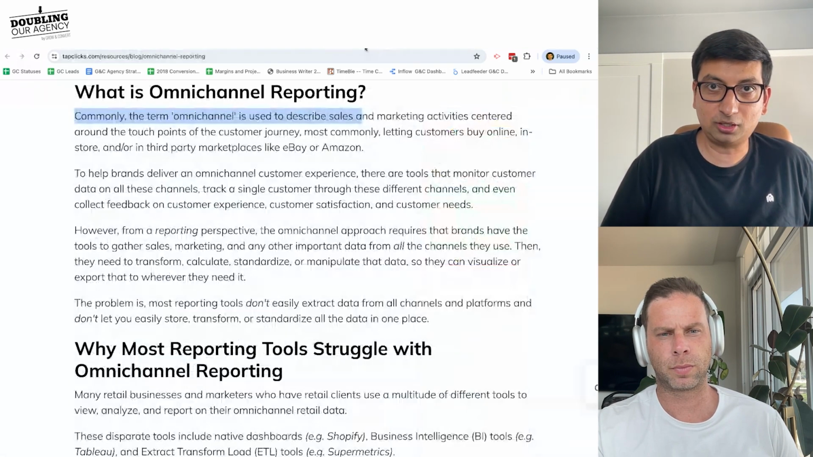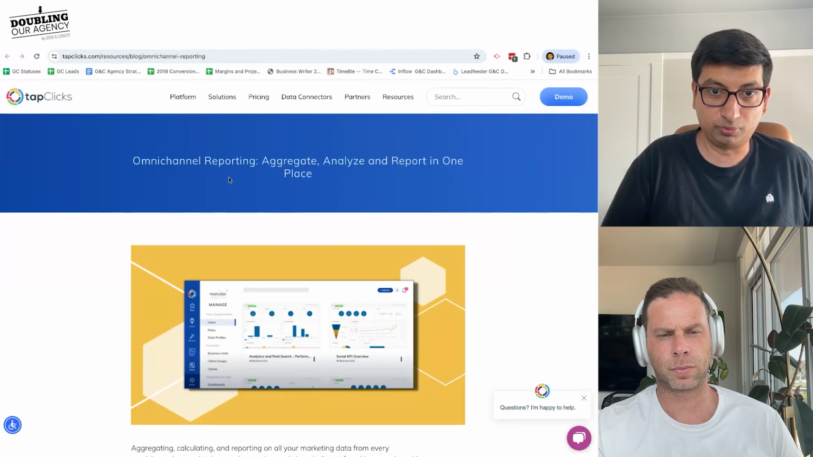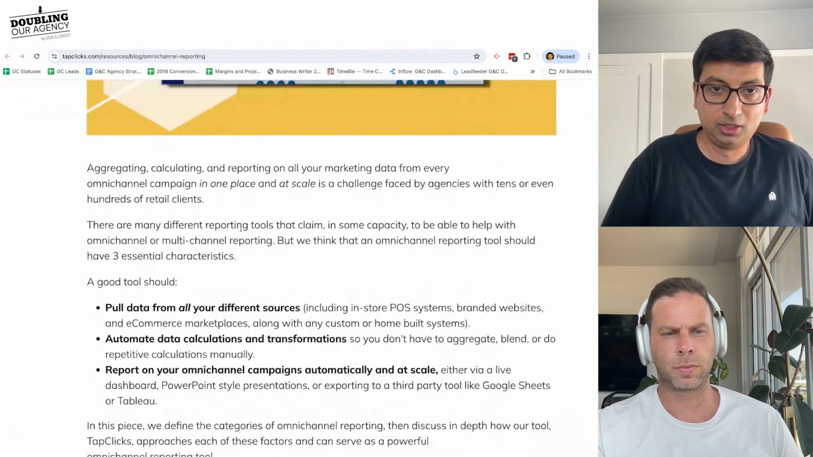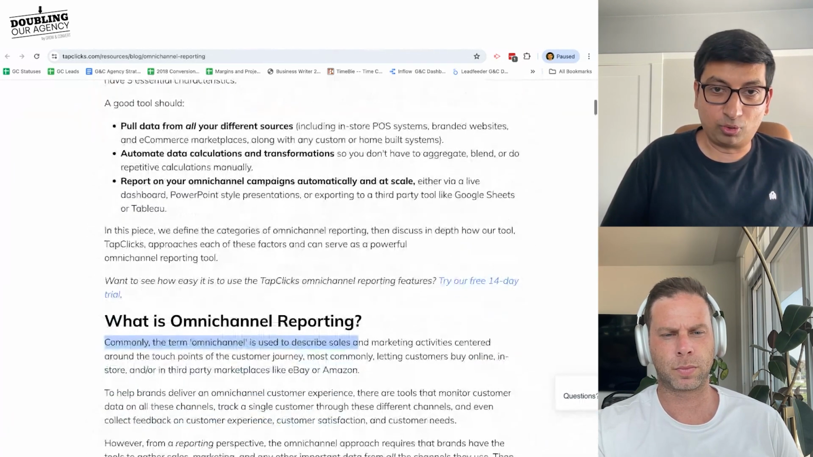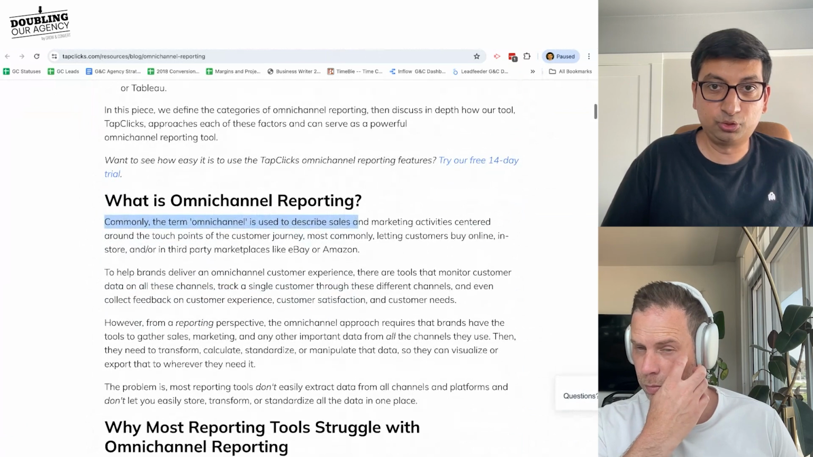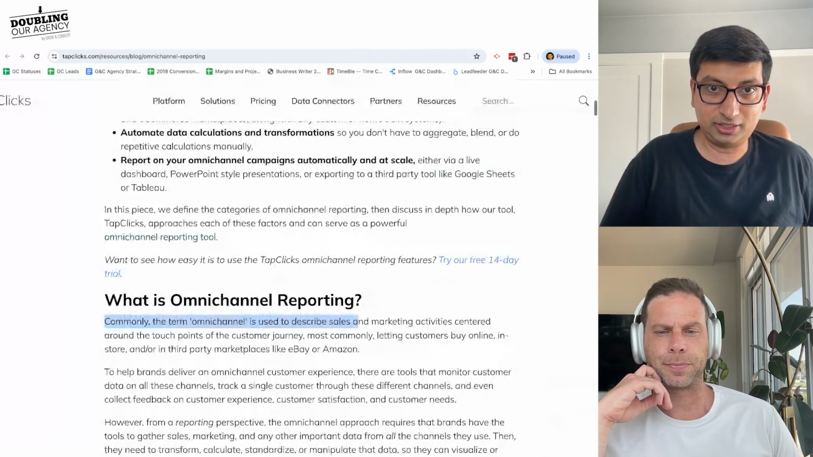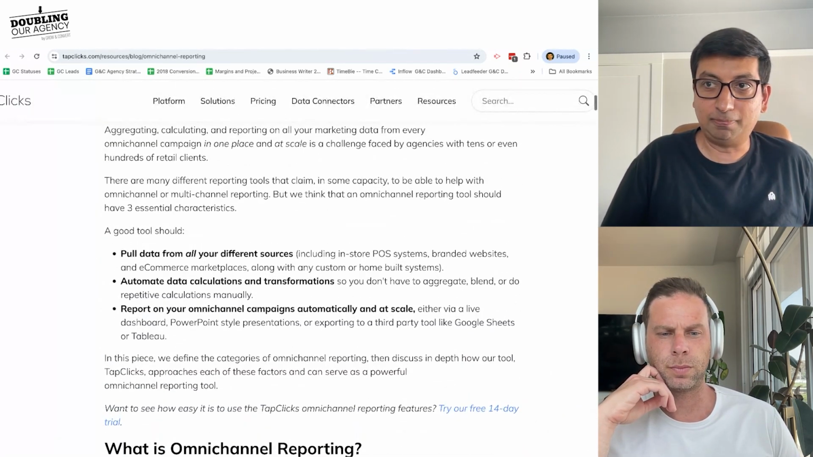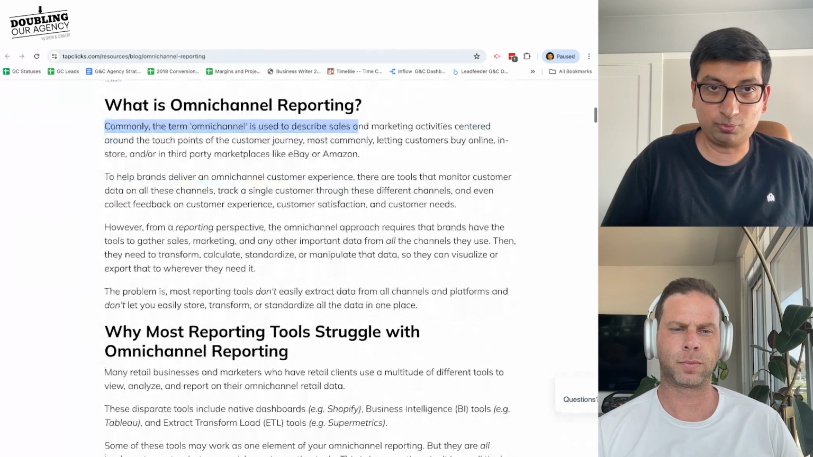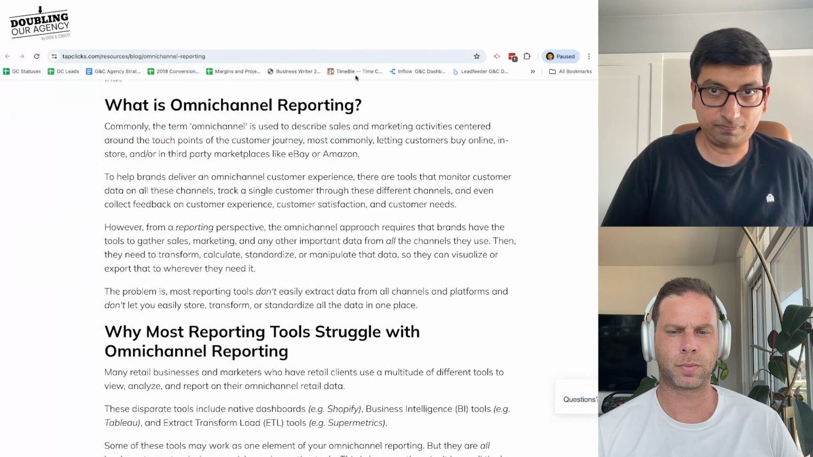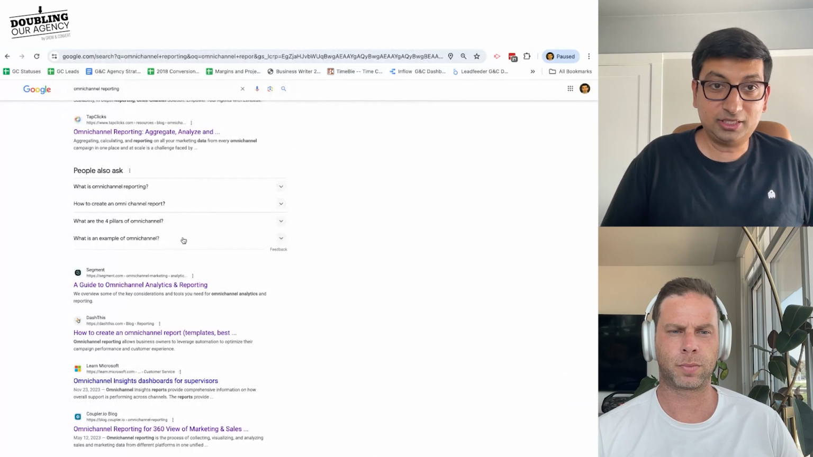Okay, so I'm going to start with the TapClicks example, which is what we wrote, ranking number 1. And I'm not going to read every word start to finish, but you can follow along if you really want to try to understand this. I'm going to go past the intro and start with this first section, what is omnichannel reporting? So again, this is the first People Also Ask section.